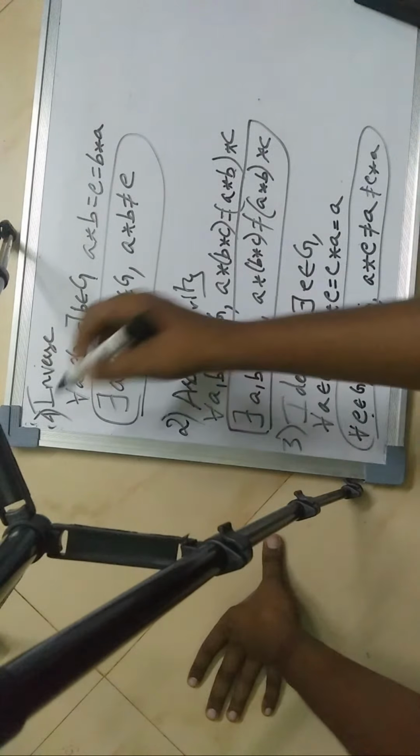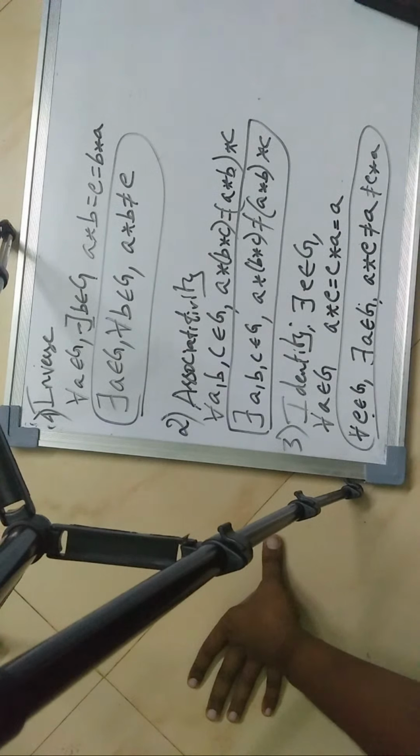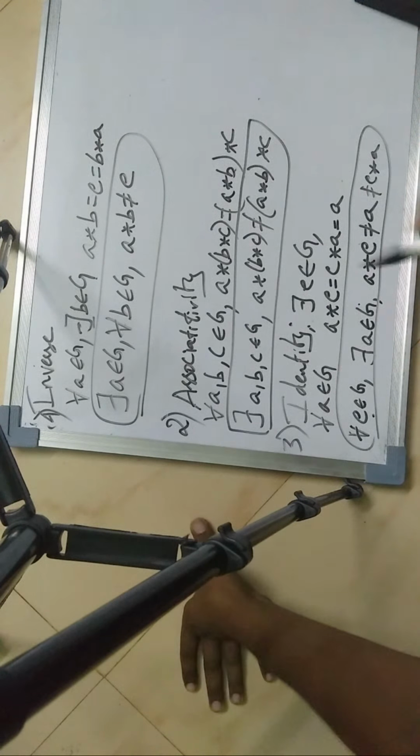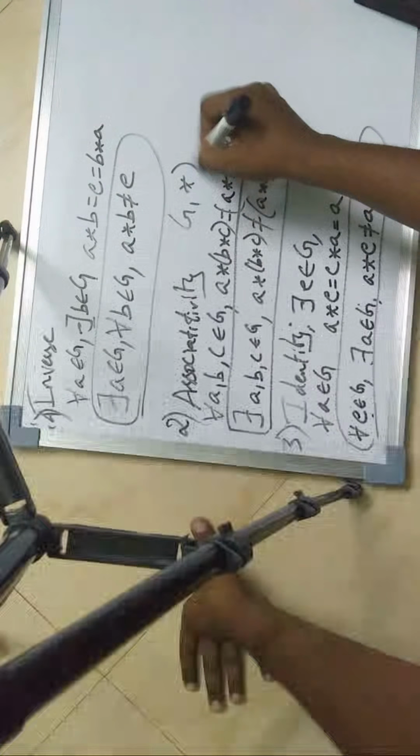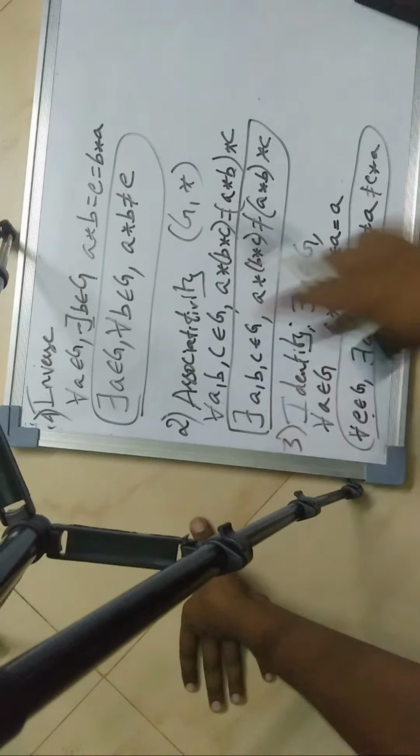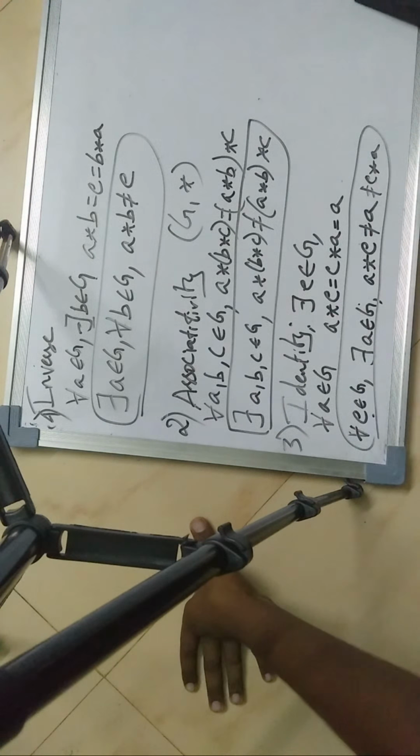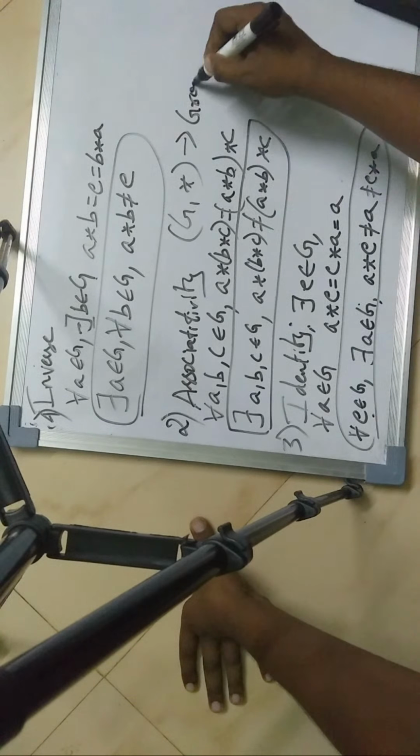Now, these four properties give a structure on the set G which depends upon the binary operation, and hence a set along with the binary operation which satisfies these four axioms is called a group.